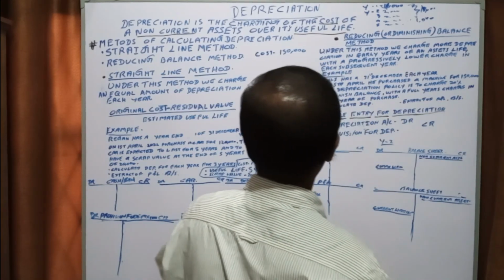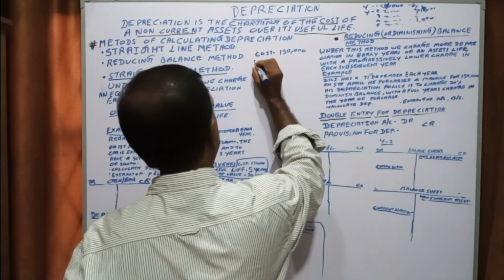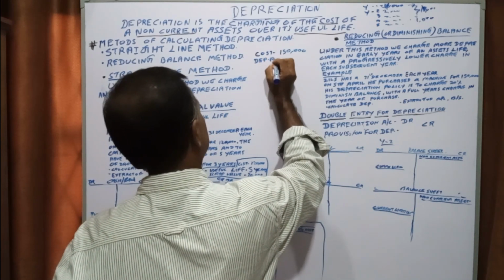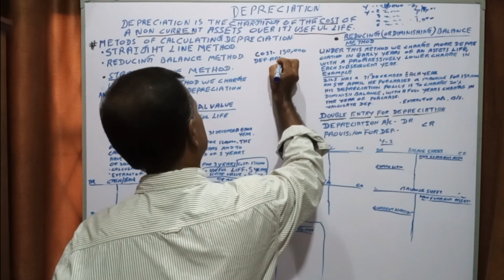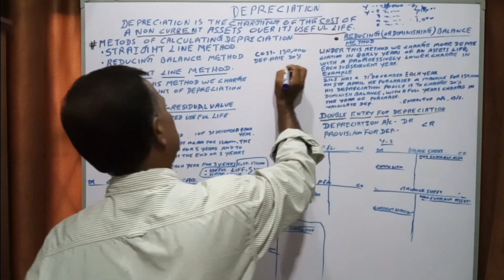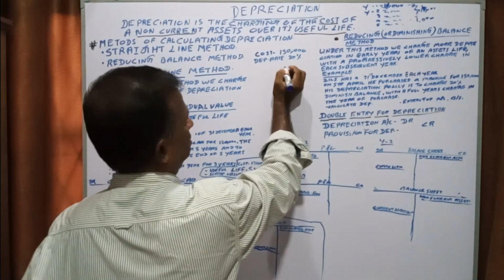First, calculate the depreciation. The depreciation rate here is 20%. At the rate of 20% we charge, right?